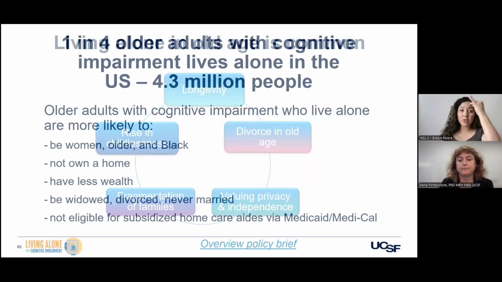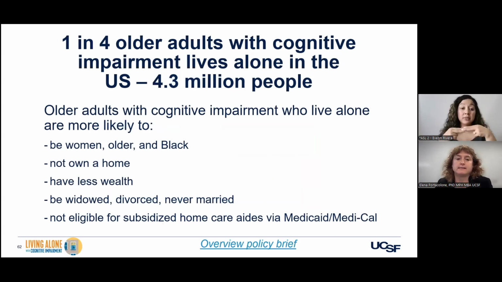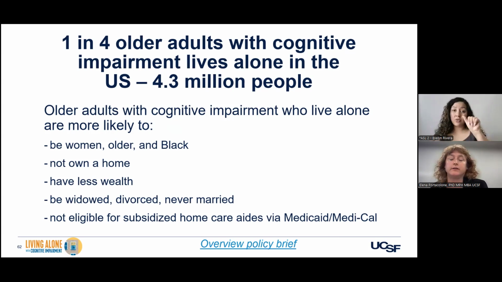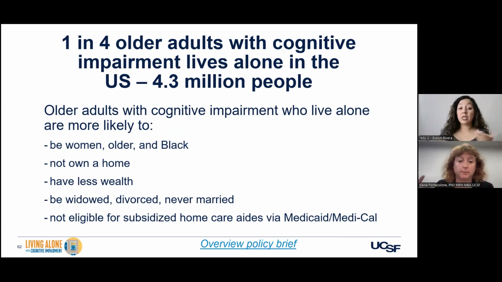Next slide. A team of epidemiologists at UCSF, analyzing a large national database, found that 1 in 4 people with cognitive impairment live alone in the US, and this trend is very similar in California. This population is more likely to be women, older, Black, poorer, not owning a home, widowed, or divorced, and most importantly, only 21% of this population was eligible for Medicaid. So it means that only 21% of this population is eligible for public home care aids, which is a major issue. Next slide.